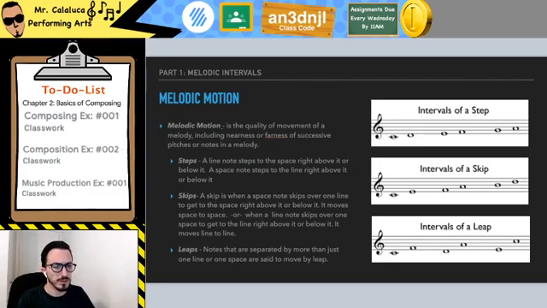Technically, people don't put that in. It's either steps or leaps. I like to put that there. So that's when you hear me talk about the motion. You're going to hear me use these terms. This is for you guys to know what I'm talking about.